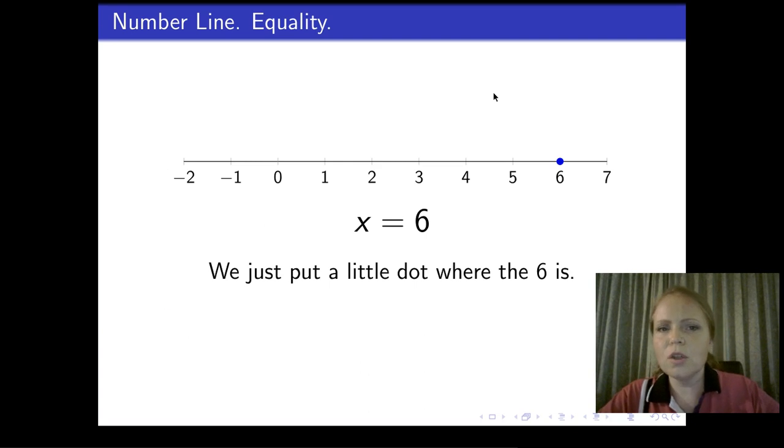Before we start talking about inequalities, let's remember what equality is. How to represent, how to show equality on the number line. It's very easy. For example, x equals 6. It's easy to show on the number line. This is just a little dot on the number line, and in this example it is number 6. Very easy. X is exactly number 6.